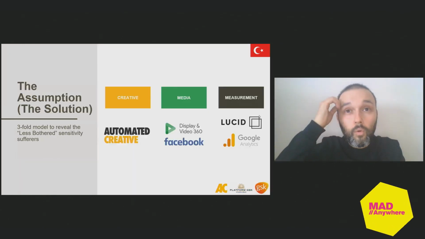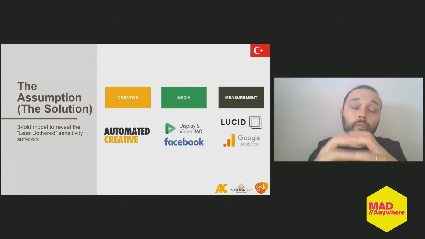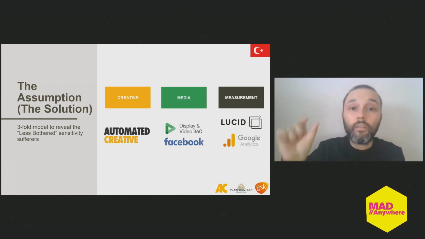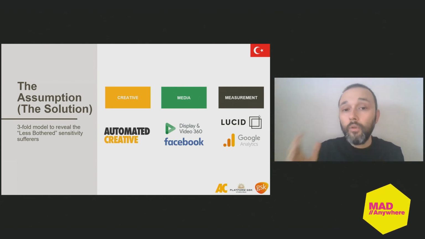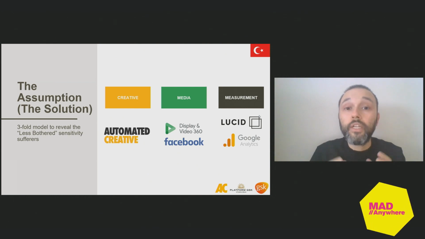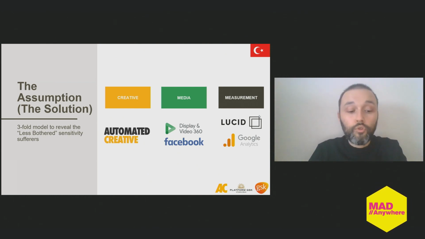After some brainstorm sessions, we came up with an assumption, and that assumption actually turned into the solution at the end. We created a threefold model to reveal that audience, the less bothered sensitivity sufferers. We focused on three pillars: the creative, with automated creative; the media part, with DV360 programmatic and Facebook; and the measurement part, which is the critical part of this solution. We worked with Google Analytics and also Lucid. We designed a custom brand lift study, a custom survey, where we implemented a custom-designed question to learn more about the botheration level, as we call it, of those people.